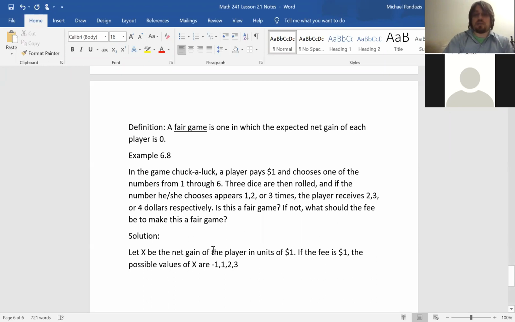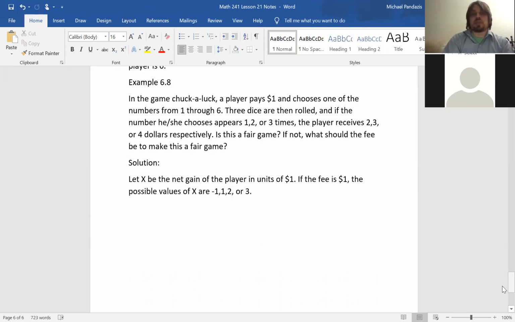Okay, so you see how the possible values of X are negative one, one, two, or three, right? Depending on how many times the number that player chose appeared in the three dice rolls. So if you roll three dice, the number can only appear zero, one, two, or three times. And so that's why we're getting four possible values of X.